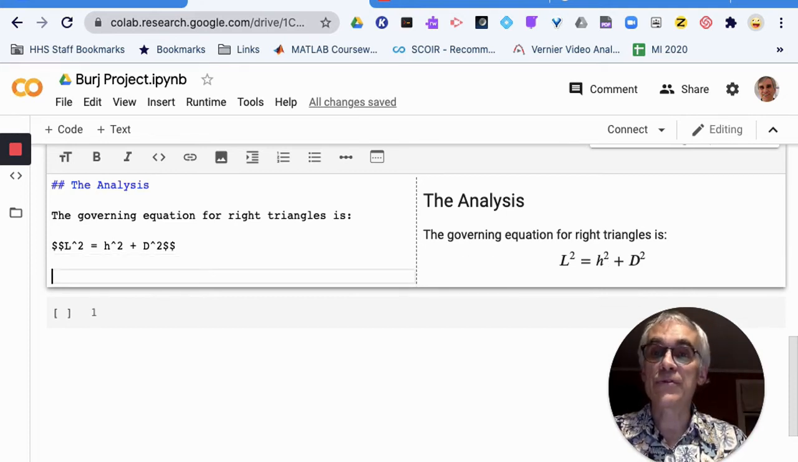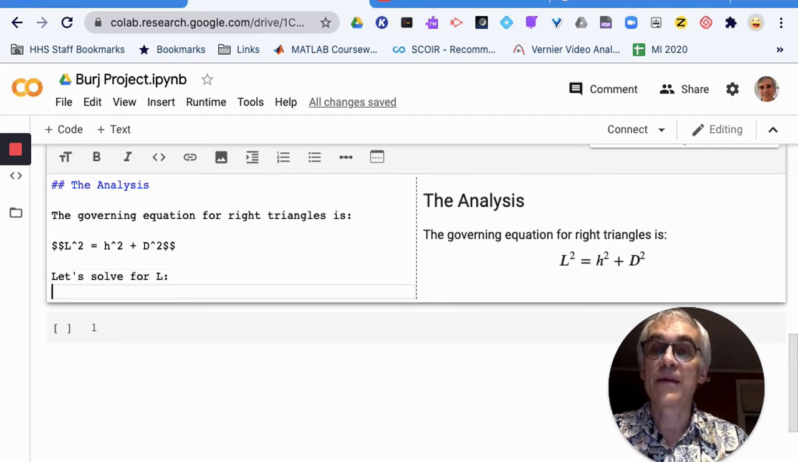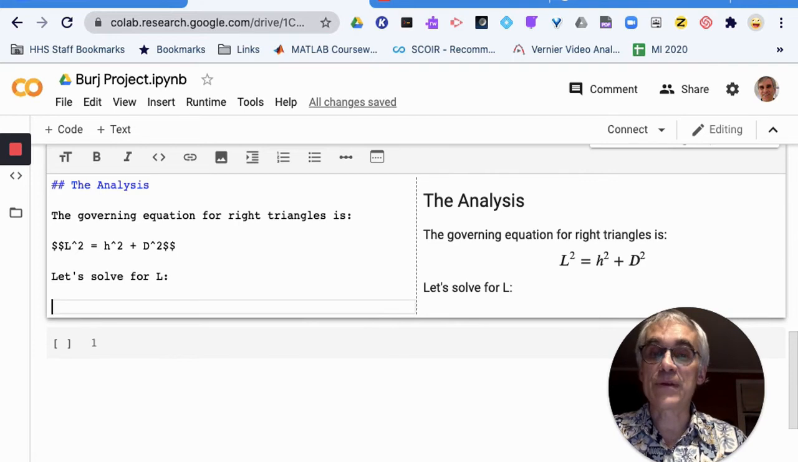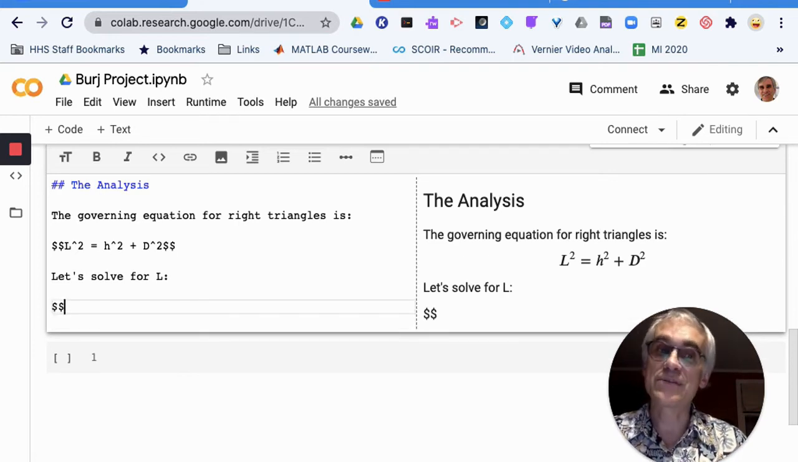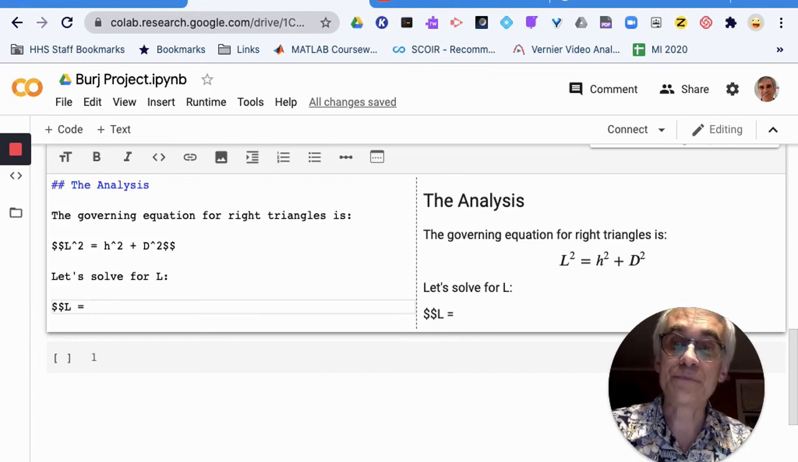So what I'm going to do to analyze this is I'm going to solve for L. Let's solve for L. And I'm going to put a couple of spaces in. I'm going to write the solved equation. So the solved equation is not a really tricky solution here. L, uppercase L, equals the square root.